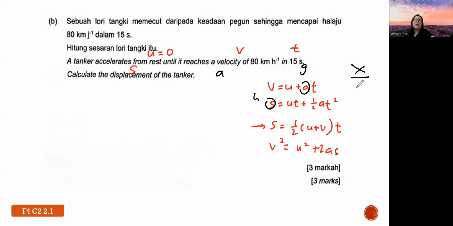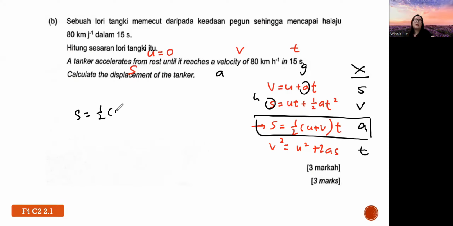So like this one, you do not have what? S. This one, you do not have V. This one, you do not have A. This one, you don't have T. So actually, I will know which equation I need to use to solve the problem. If they give you all 5 quantities, you can use any 3 of the 4 formulas here. Okay, so at least you all know how to find the formula already.